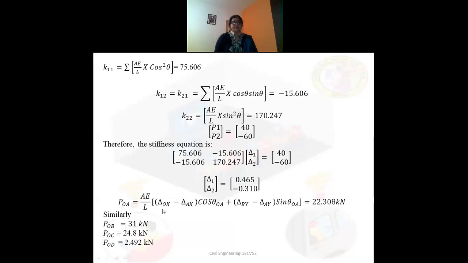So the same formula you have to use for OB also. So instead of AX, here you have to write BX, and instead of AY, BY, into sin theta. Instead of OA you have to write OB. For member OC you have to write OC here. For member OD, cos theta OD and sin theta OD you have to substitute and find out. Similarly calculate the values of POB, POC and POD.